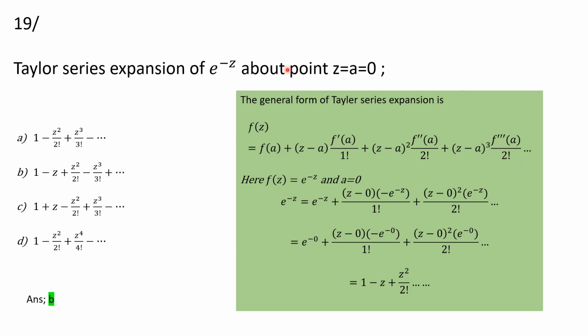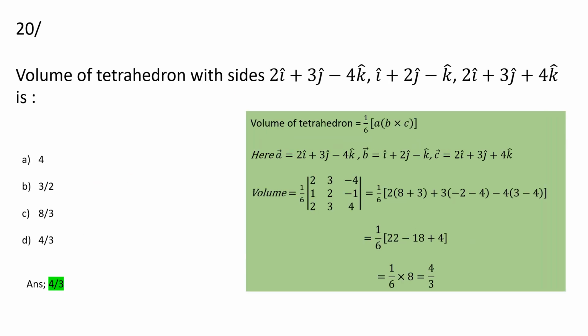In the question it has been given that f(z) is equal to e to the power minus z, and here a is equal to 0. By putting the values here, we can see that the final result would be 1 minus z plus z square by 2 factorial and so on. So this matches with option B. So option B is the correct answer.